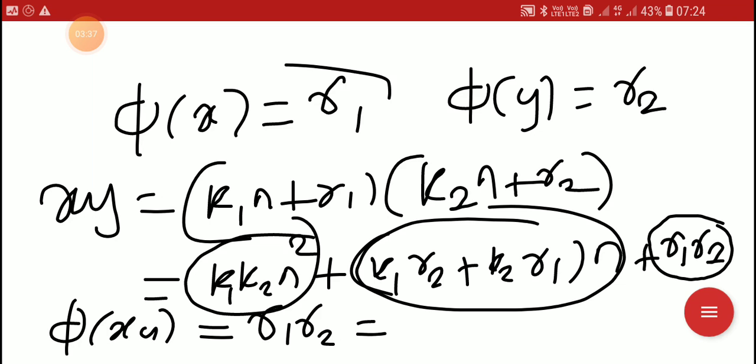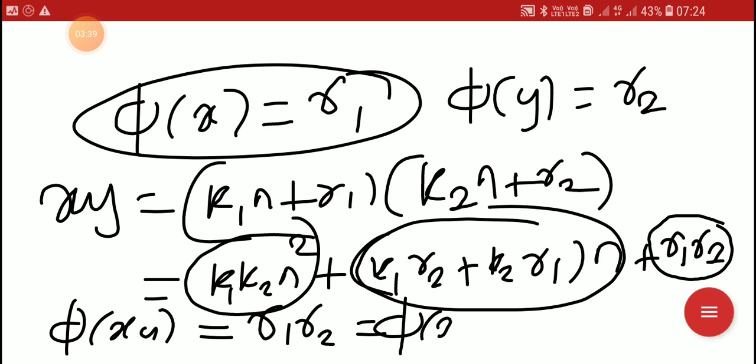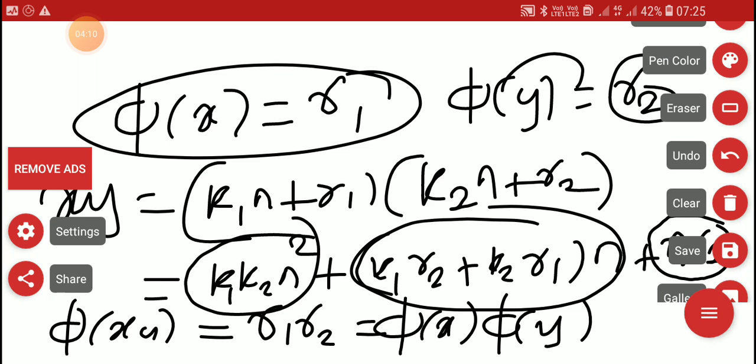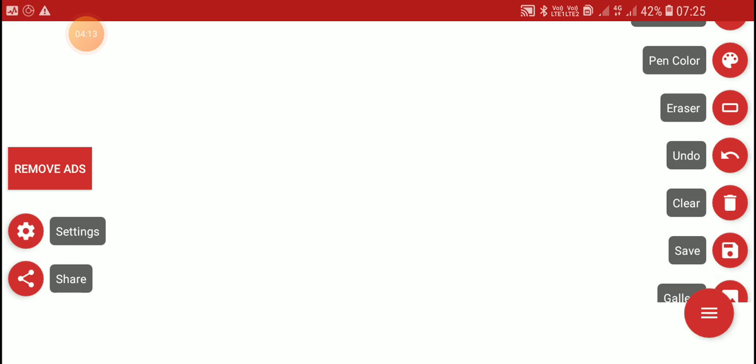What is r1? r1 is phi of x and r2 is phi of y. In this case, phi of xy equals phi of x into phi of y, or phi of x star y equals phi of x star phi of y, so phi preserves the operation in the second case. Similarly, in all cases, phi of xy equals phi of x into phi of y. Therefore, phi is a homomorphism. Okay, next, to find the kernel.